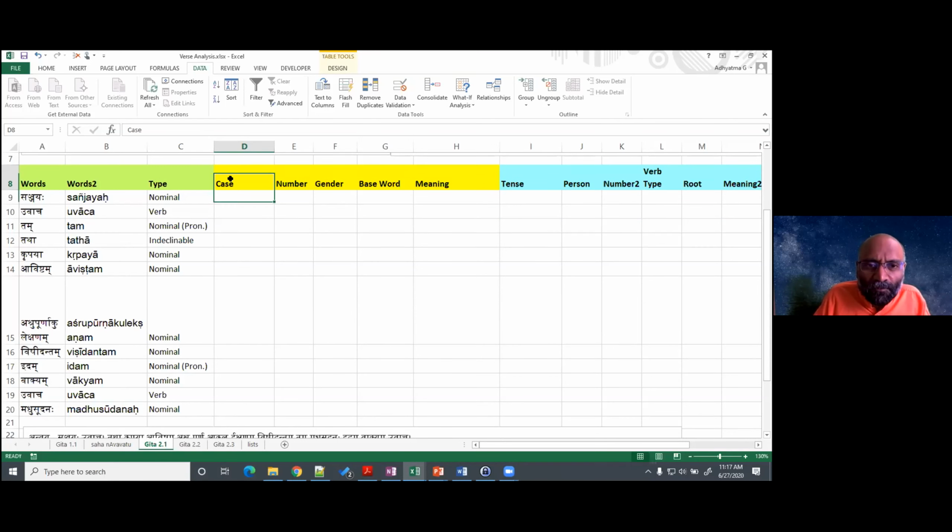For nominal words, what you see in the yellow heading, these are the things applicable for nominals and pronouns: what is the case, what is the number, what is the gender, what is the base word, and what is the meaning. And for the verbs, these are the things applicable in the bluish shade. So Sanjaya, it's a name, and that's why it's a nominal. It's a name, and these are the cases. Those who already know some Sanskrit will understand that for every nominal, there are 8 cases.